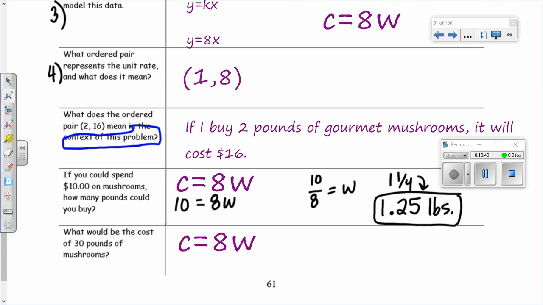Okay, and if I were to buy 30 pounds of mushrooms, holy smokes, that's a lot. Hopefully I'm a restaurant owner, because that would be a ton of mushrooms, and that would be actually a lot of money, because $8 for a pound of mushrooms is a lot. These are gourmet mushrooms. So go ahead and plug in 30 for the weight. So 8 times 30 will give me my cost, and I like that one because I don't have to divide.